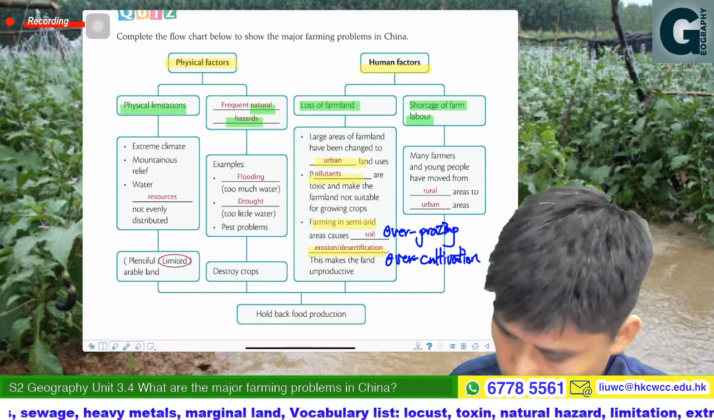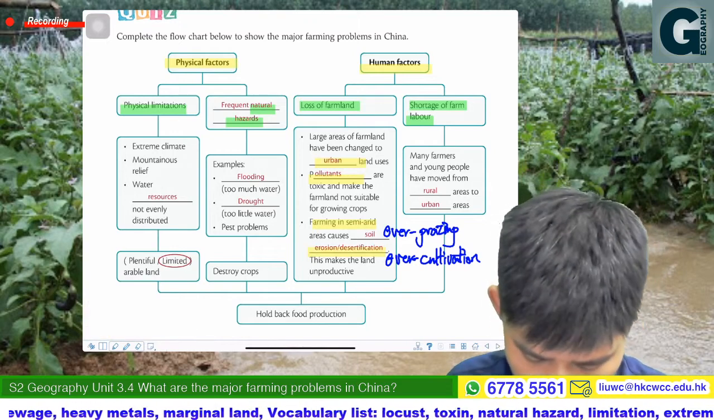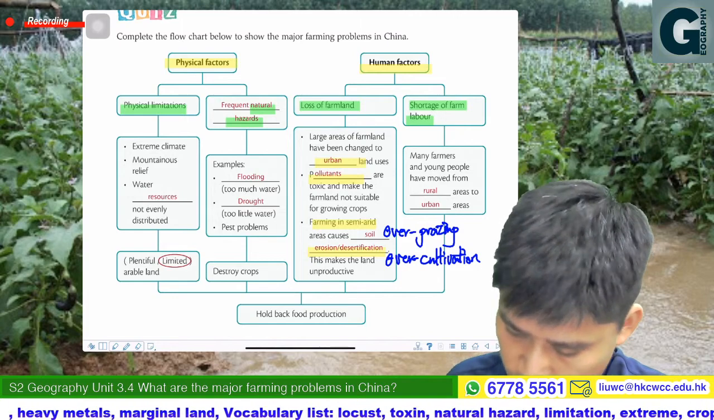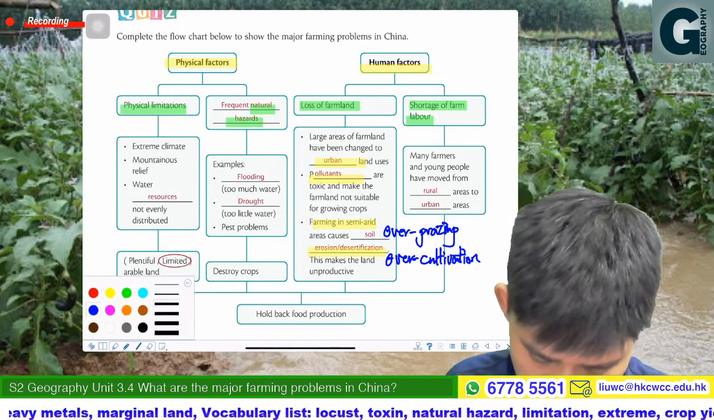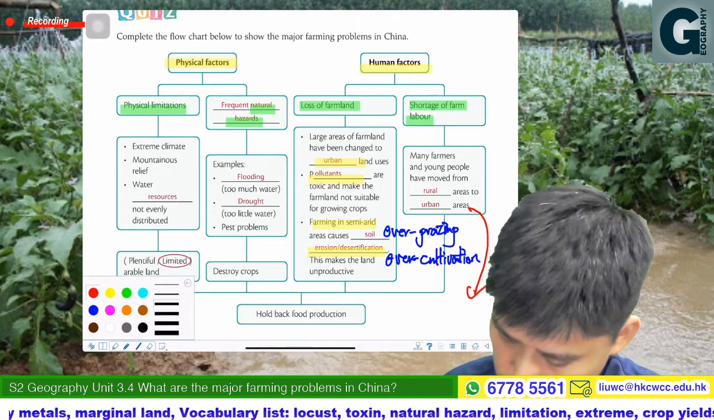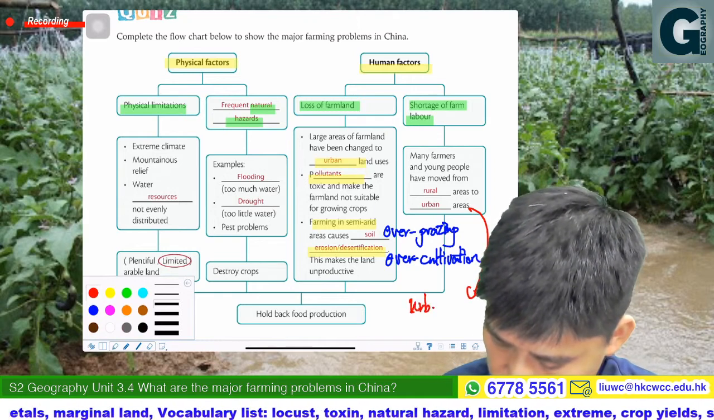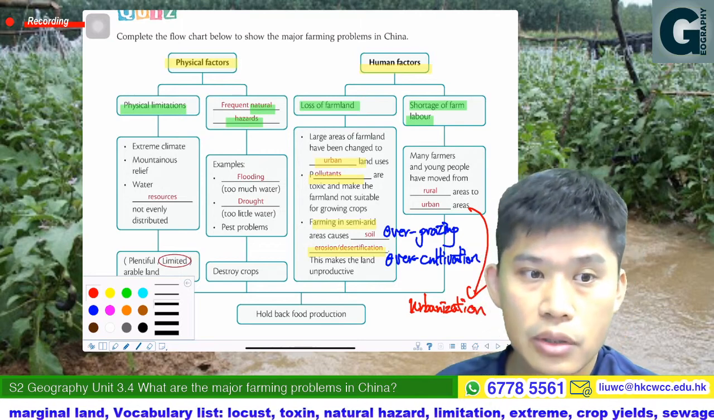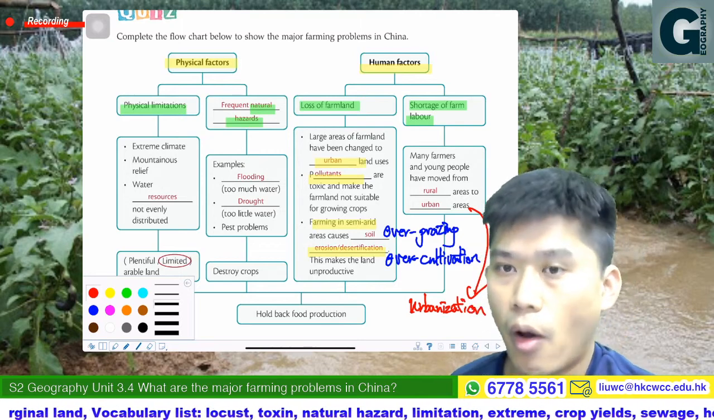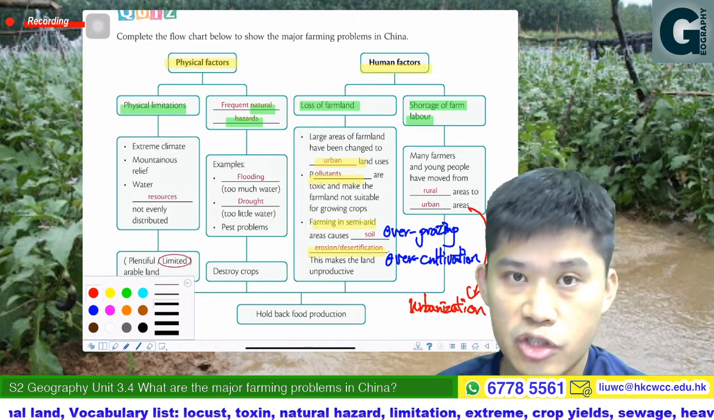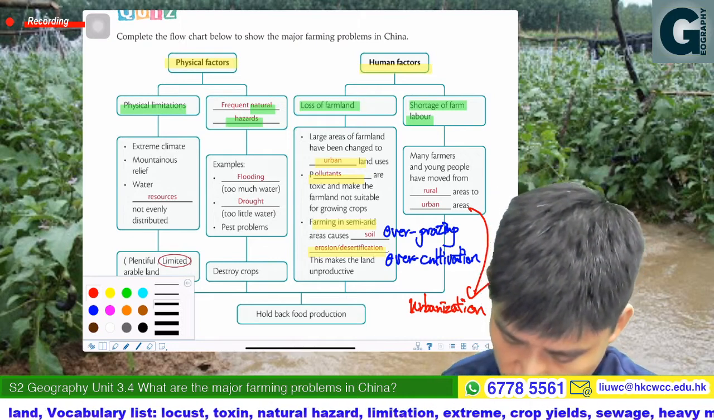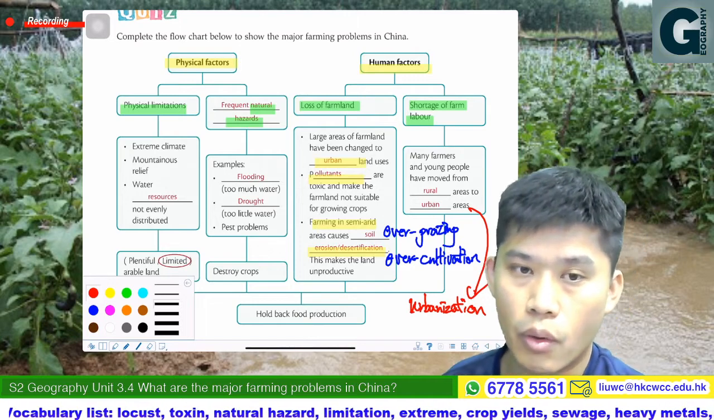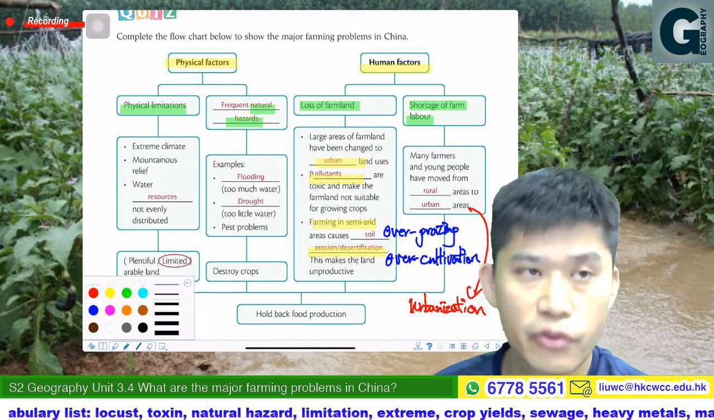And then the last one, shortage of farm labor. Many farmers and young people have moved from rural area to urban area, and this is the process of urbanization. Okay, all these would lead to the farming problems in mainland China. So therefore, that would be about the explanation of unit 3.4.